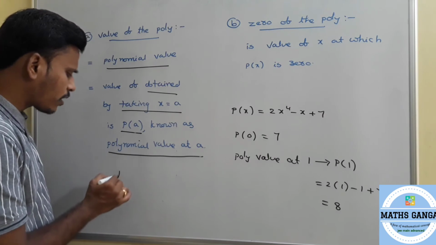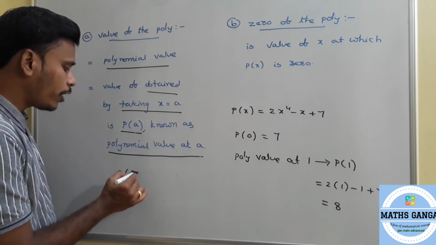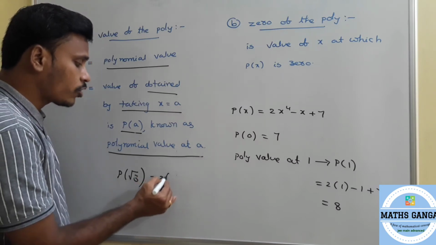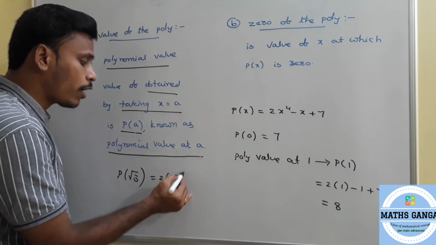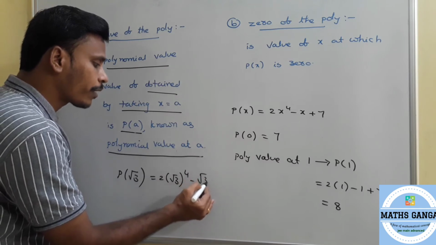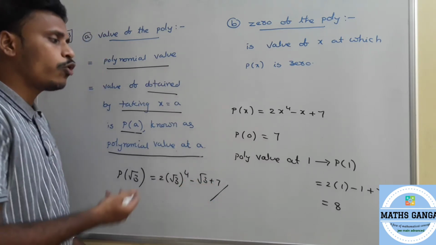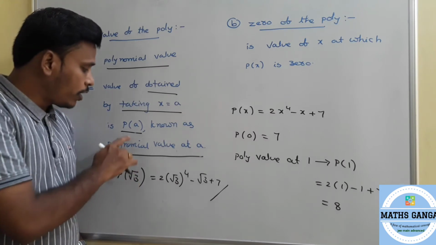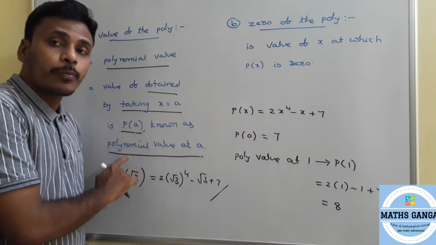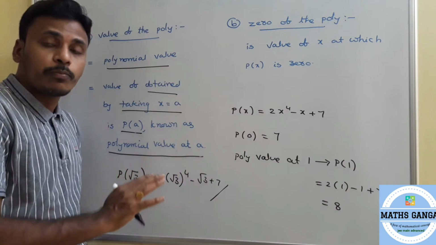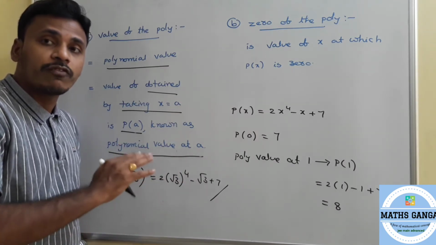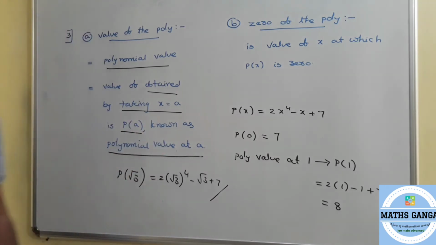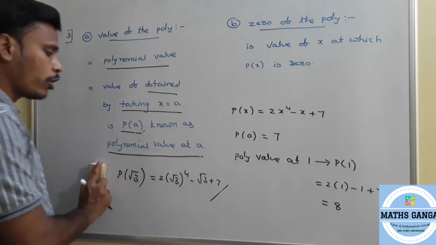For suppose if anybody asks you to find the polynomial value at root 3, you just replace x with root 3. So that is 2 into root 3 to the power 4 minus root 3 plus 7. This is the polynomial value at x equal to root 3. So if you replace x with a, denoted by p of a, it is known as the polynomial value at a. So basically the polynomial value is the value obtained by replacing x with the constant a. Okay, this is the polynomial value, right?